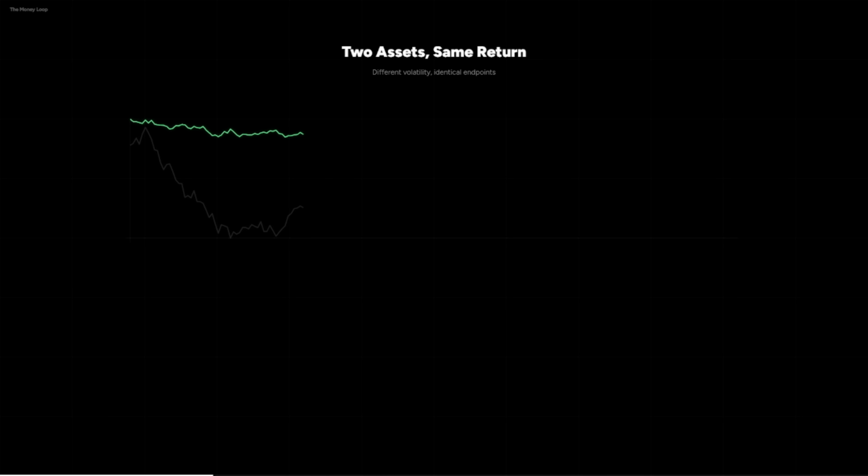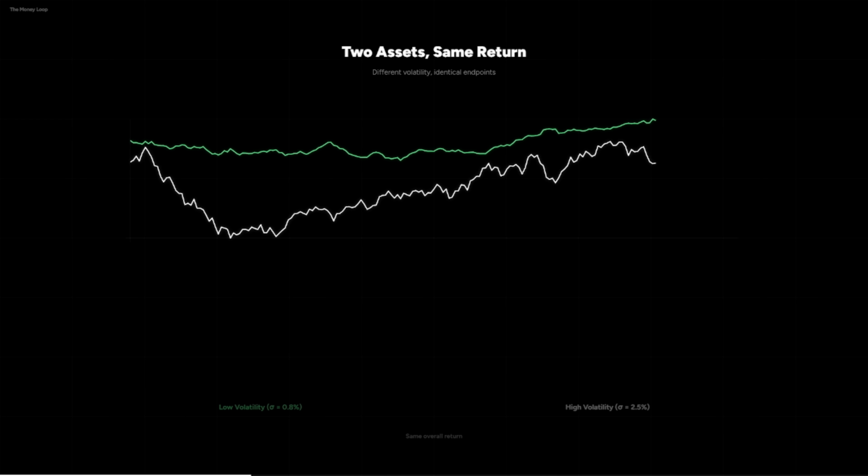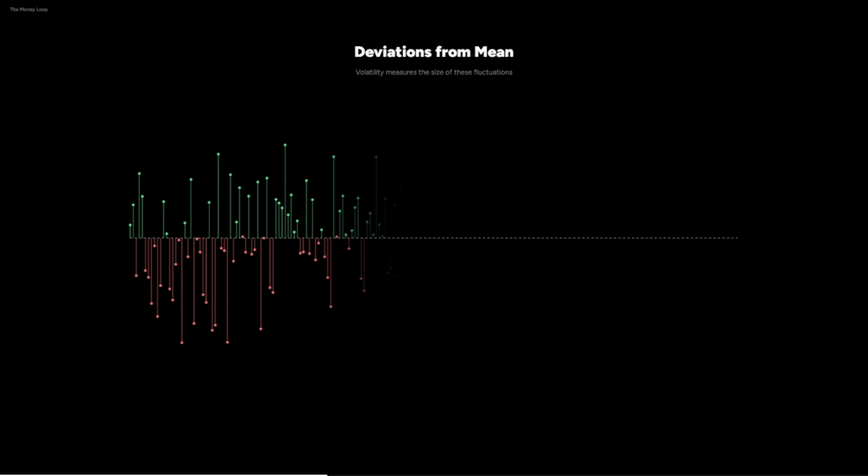Now, imagine two different assets. Over the long run, both of them generate the exact same average return. If you zoom out far enough, they end up in the same place. But the way they get there is completely different. One moves steadily with small consistent changes, while the other moves erratically with sharp jumps up and down along the way. The second asset has a higher volatility because its returns deviate more from the average. Those deviations, both positive and negative, are exactly what volatility captures.